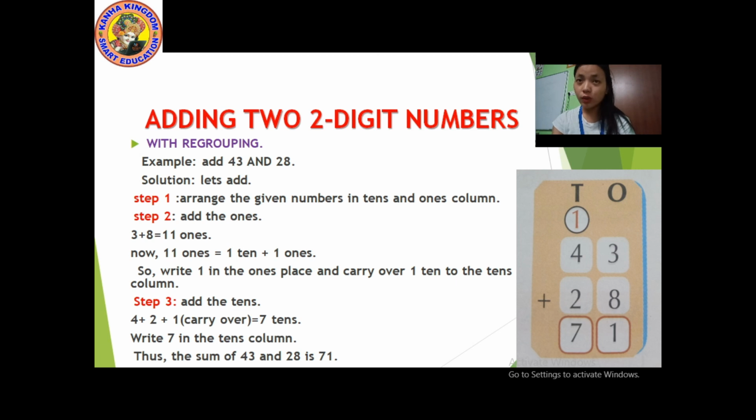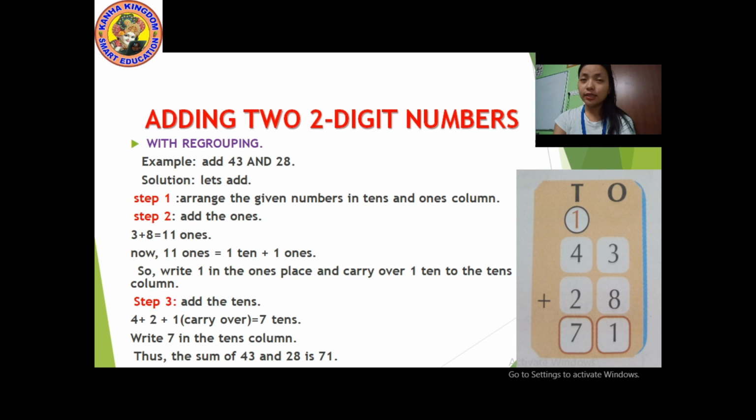Okay student, 11 ones means 1 ten and 1 one. We can't write a two-digit number in the ones column, so we write 1 in the ones place and carry over 1 ten to the tens column. Okay student, now step 3.